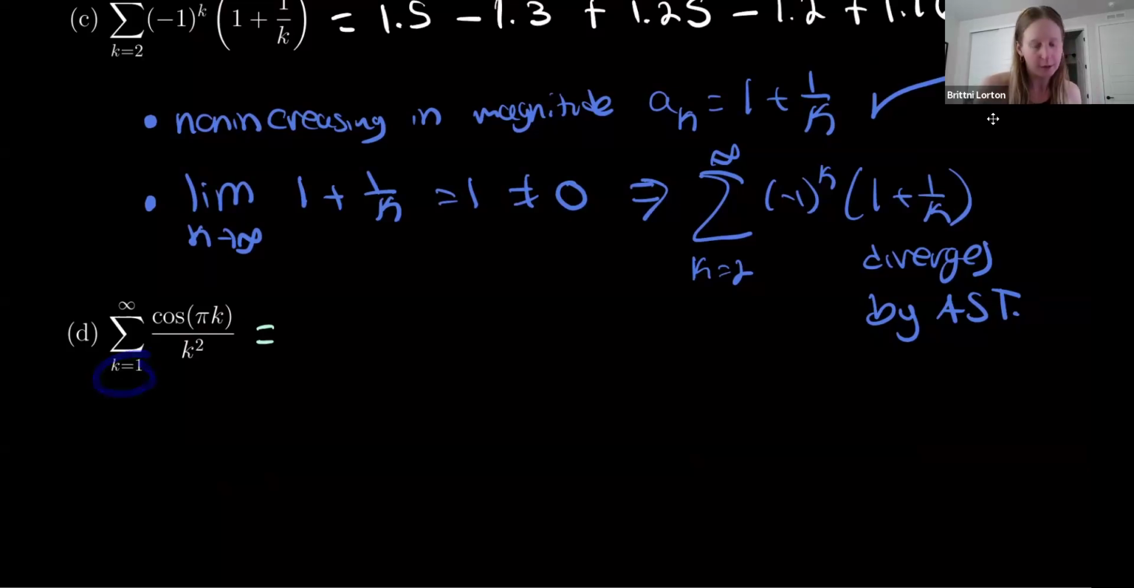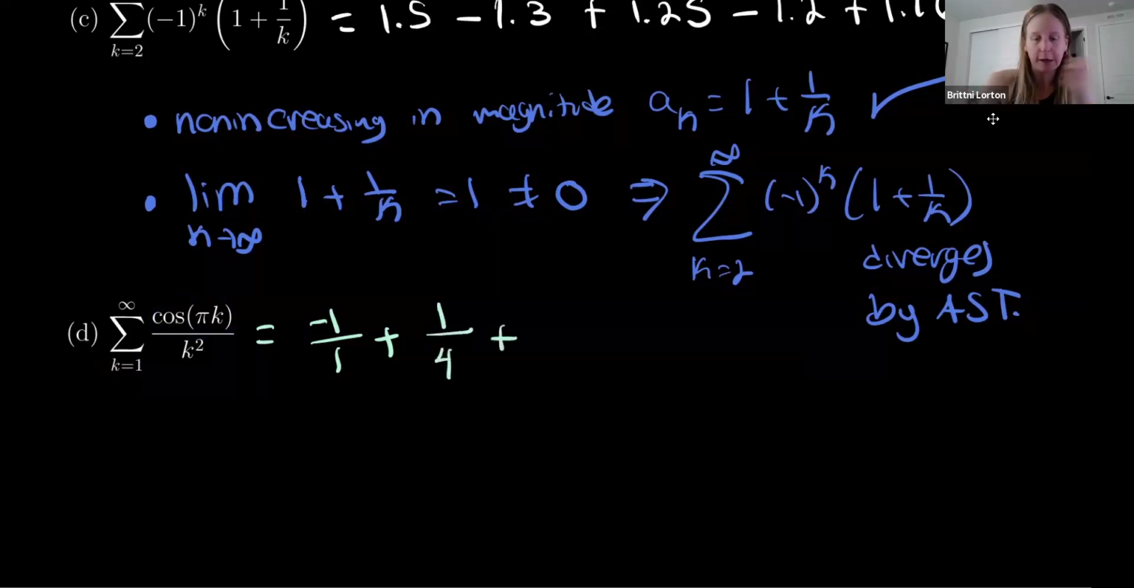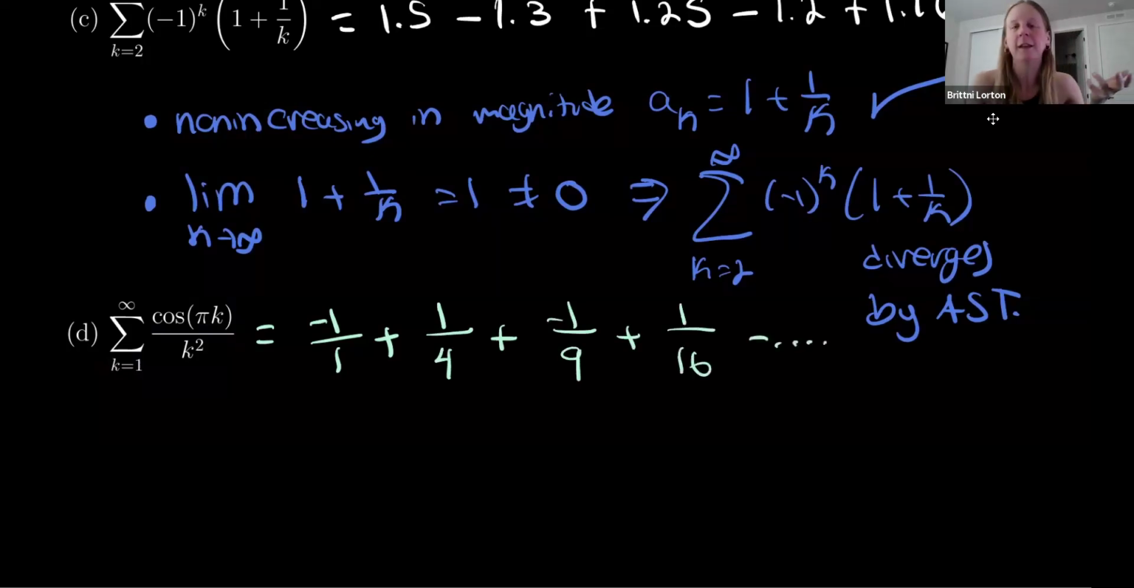Plug in k equals 1. Cosine of pi times 1 is cosine of pi, which is negative 1. So I got negative 1 over 1 squared. Plus, now I plug in k equals 2. Remember that the index is a counter, so now I'm plugging in k equals 2. I got cosine of 2 pi, which is positive 1, over 2 squared. Plus, now I'm going to plug in 3. Cosine of 3 pi is negative 1. And then cosine of 4 pi is positive 1. And now you can see that in fact it is alternating.